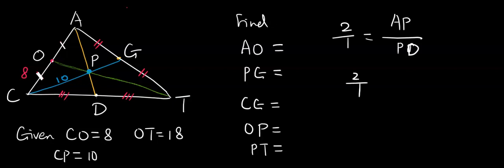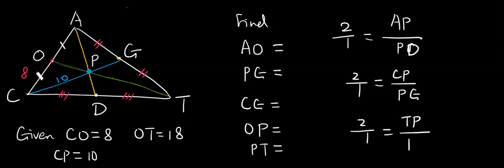Let's look at the blue one. Longer one to shorter one is CP to PG. Let's look at the green one. Longer one to shorter one is 2 to 1, so it's TP to PO.